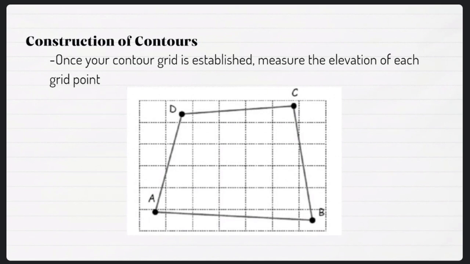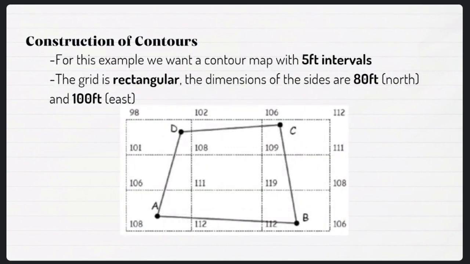So this is the start of the checkerboard method. Once your contour grid is established, measure the elevation of each grid point. So every cell, there are 4 grid points. We have to measure the elevation of each point. For this example, we want a contour map with 5 feet intervals.